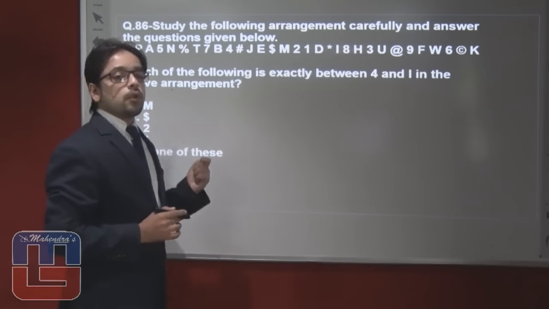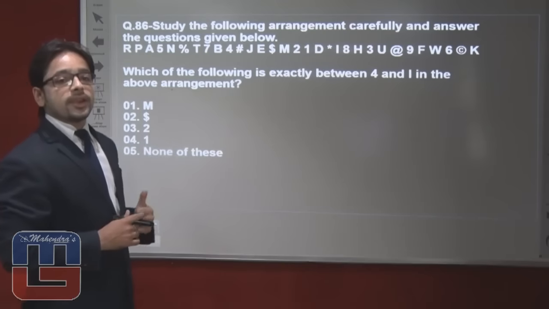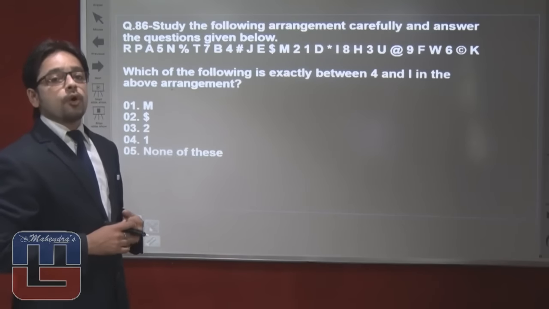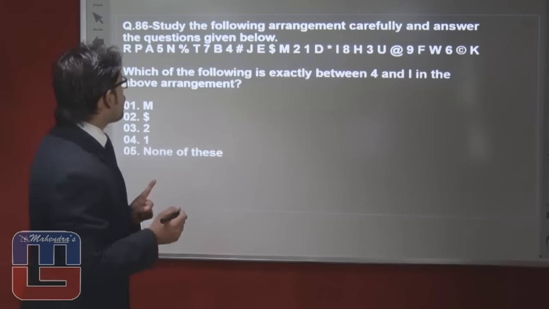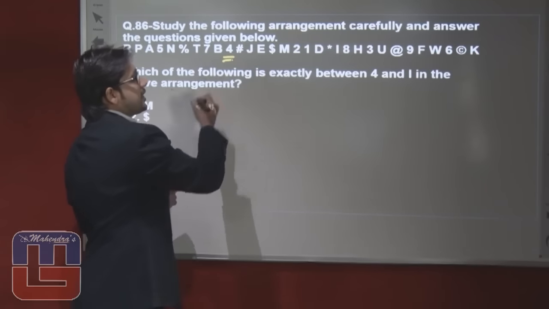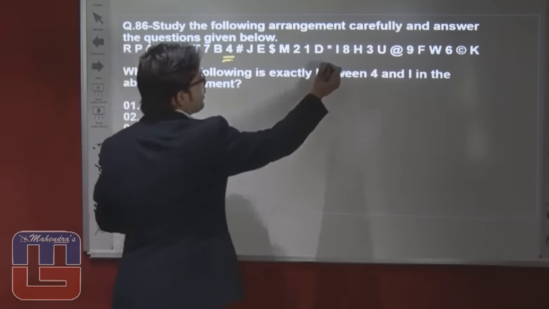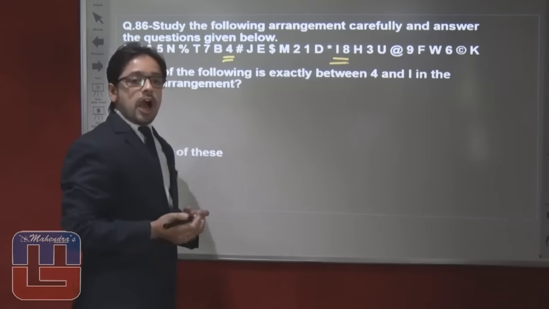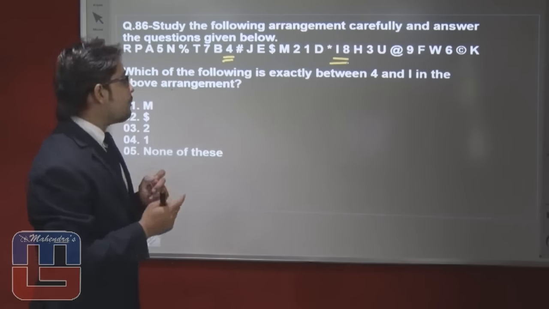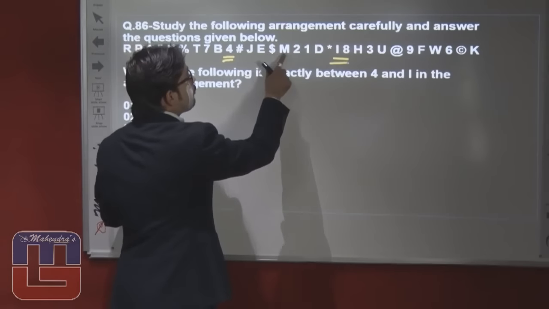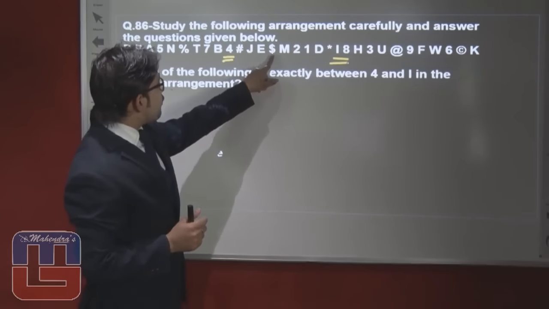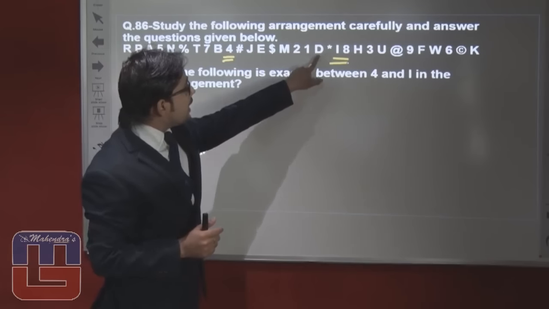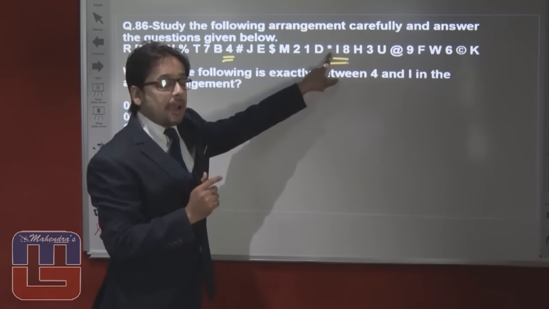In this question, examiner wants to know which of the following is exactly between 4 and I in the above arrangement. First, I have to find out where 4 is written. 4 is written here and I is written here. First, now we have to conclude how many letters are existing between them. 1, 2, 3, 4, 5, 6, 7, 8. 1, 2, 3, 4, 5, 6, 7, 8. 9 letters exist between them.